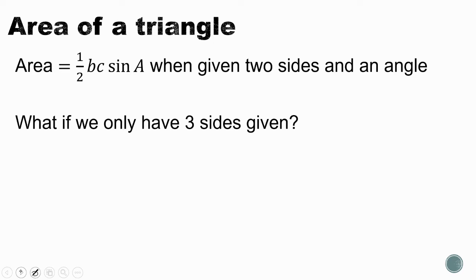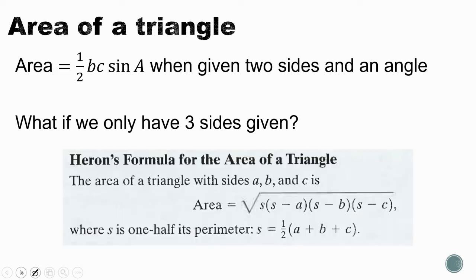Well, there is another formula that we could use in order to fit this scenario. And that would be something called Heron's formula for the area of a triangle. So when you are given three sides, call them A, B, and C, to find the area, we would take the square root of s times s minus a times s minus b times s minus c. So what is S standing for? S is 1/2 its perimeter.